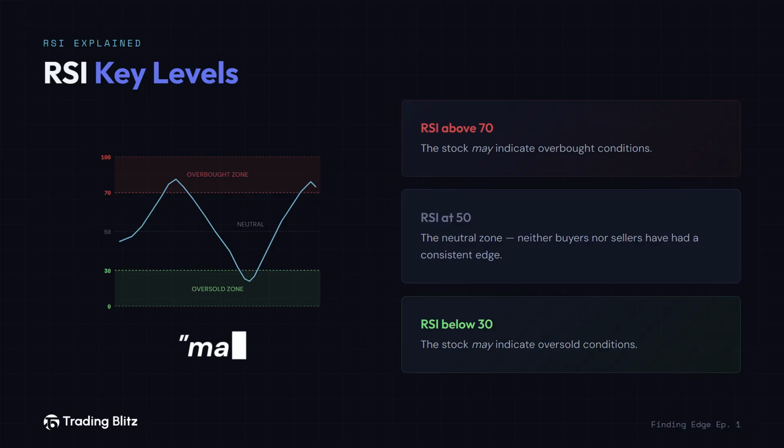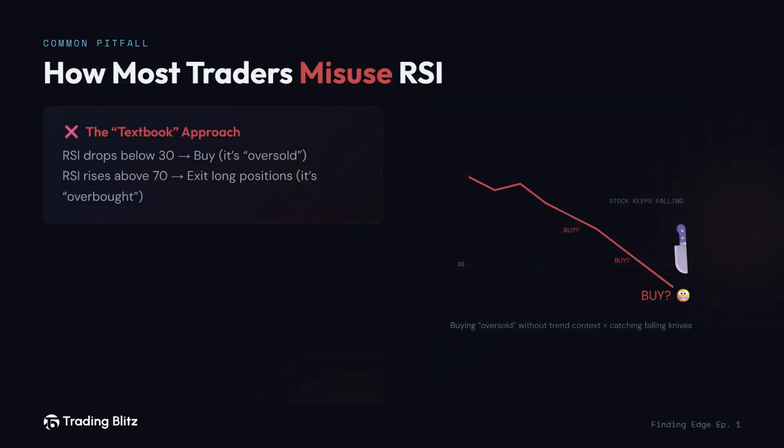Let's put that in quotes, because here's the thing. Just because something looks oversold doesn't mean that it's going to bounce anytime soon. In fact, stocks that have been falling can just keep falling. And this is why we have the saying, don't try to catch a falling knife. When new traders start using RSI, how do you think they typically use it? Most new traders buy when RSI falls below 30 because that's what they've been told to do.